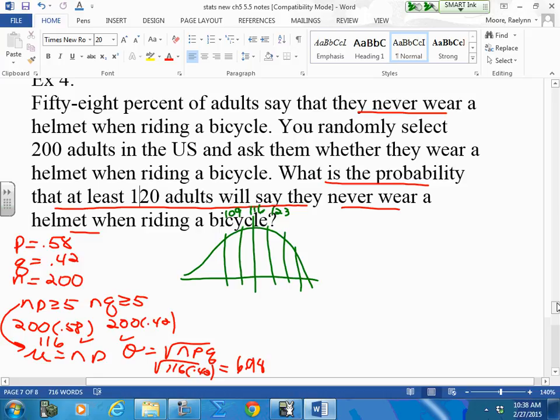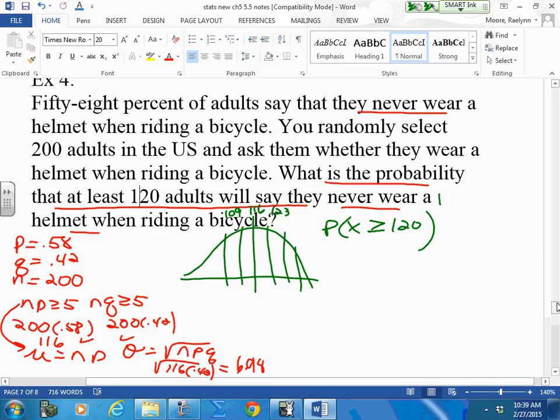Okay, so now I get to my probability statement. My probability says at least 120 adults will say they never wore a helmet. How do I say that in a probability statement? What's at least? Greater than or equal to. That's the least it could be. Think money in your pocket. You have at least $120. You have 120 or more.